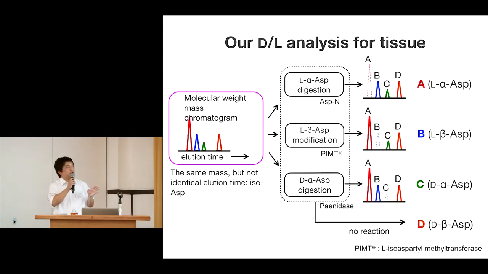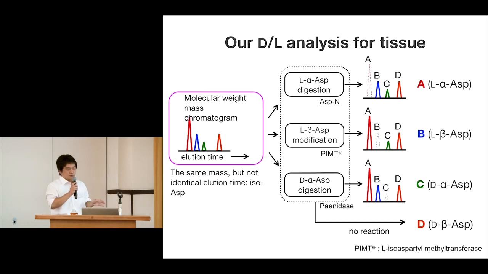And finally, we are using the D-alpha aspartate digestion. It's the same as the L-alpha aspartate digestion. From this data, we can say C is from the D-alpha aspartate. Now there is no enzyme to identify the D-beta aspartate, but when you see the three pictures, there is only one peak which was not digested and not modified by any other enzyme, D. Now we can say D is from the D-beta aspartate.